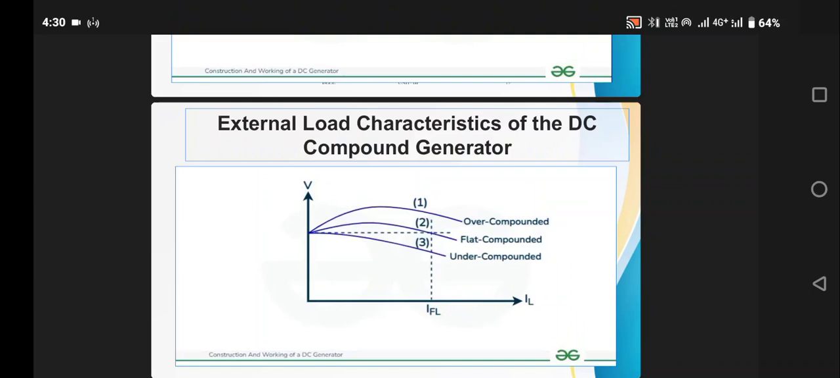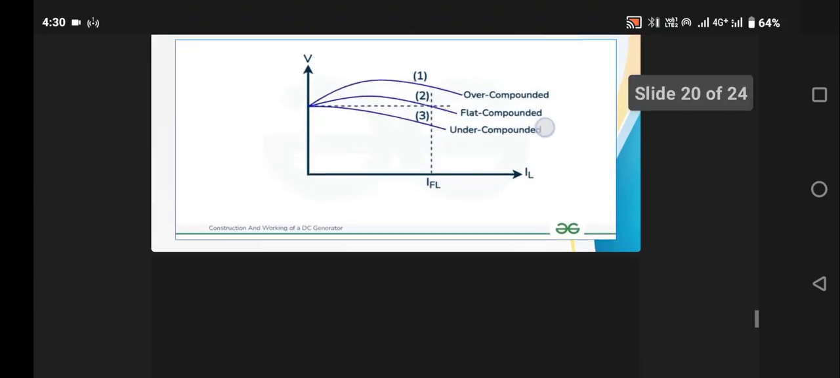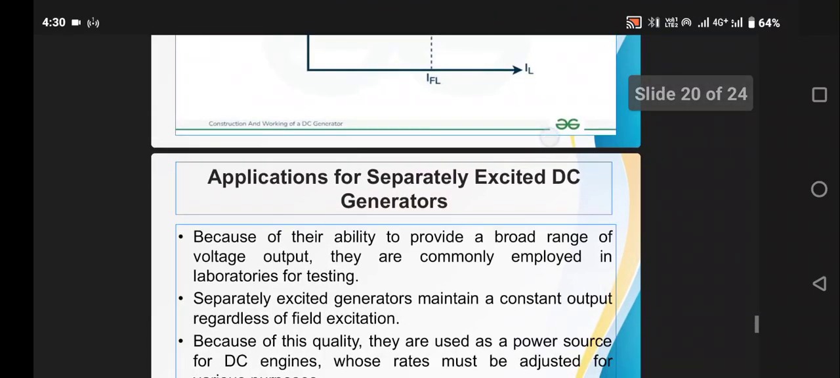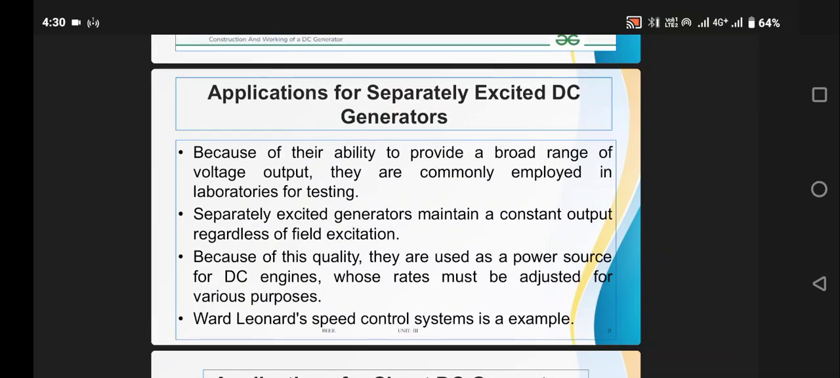Now the characteristics of a DC compound generator: the first curve represents the over compound generator characteristic. The second curve represents flat compound. The third curve represents under compound generator characteristic. Then we will see some of the applications of separately excited DC generators.